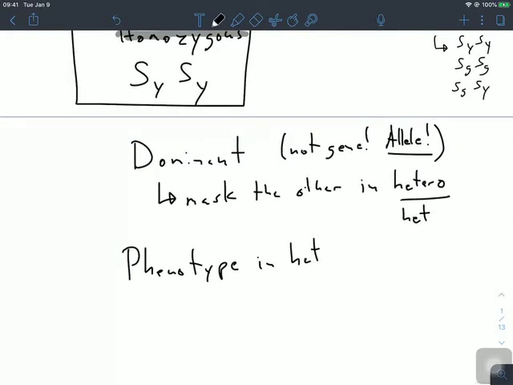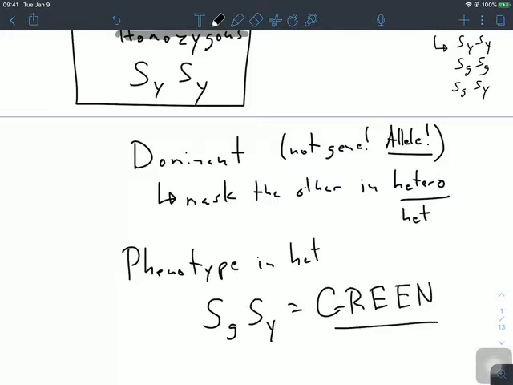And so now I'll tell you that in an SG, SY individual, the phenotype is green. This means that the green allele masks the yellow allele, so green is dominant, yellow is recessive. Pretty straightforward, but keep in mind that in order to understand dominance and recessive, you have to be able to analyze the phenotype in a heterozygote.